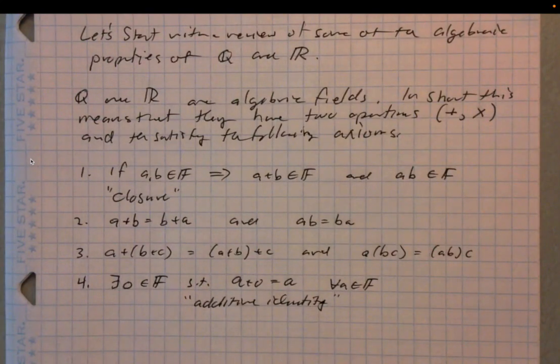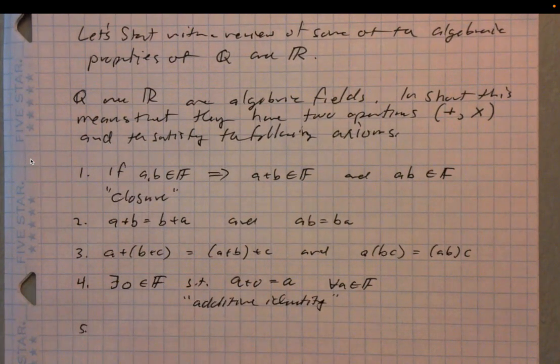This simply means that this 0 element has this special property that no other element in the field has, right? Meaning you can add it to anything and it changes nothing. Okay.